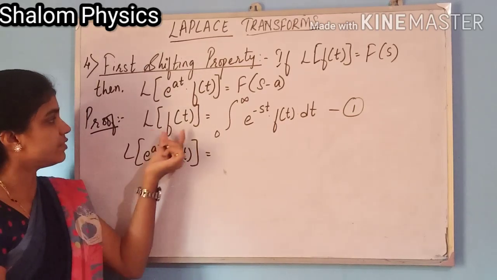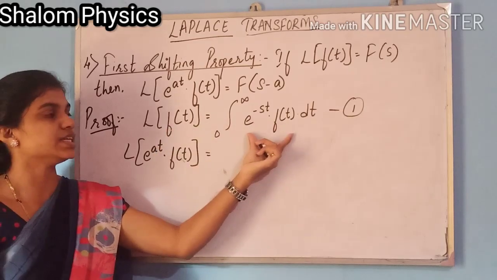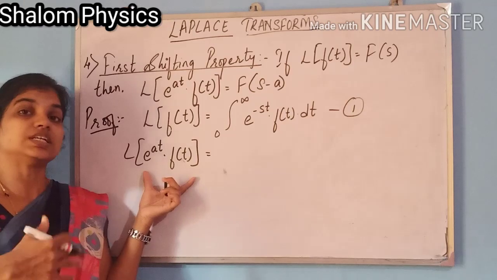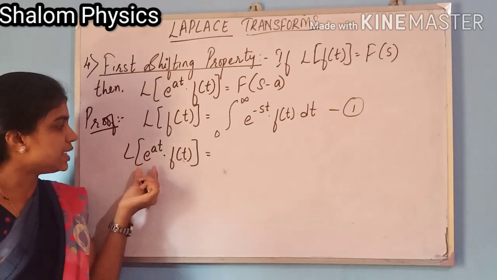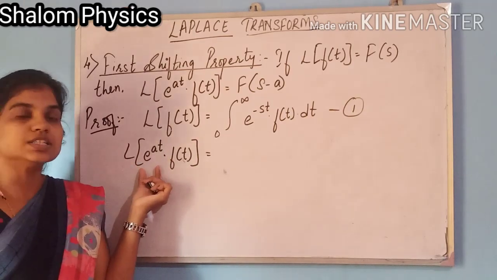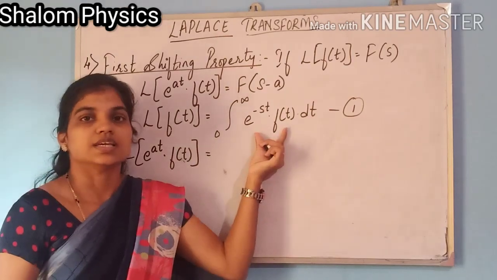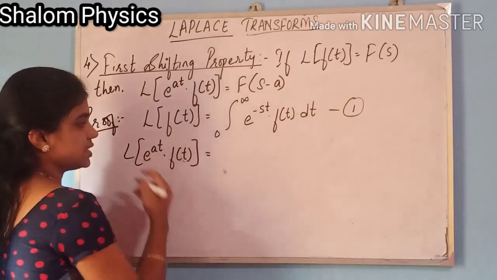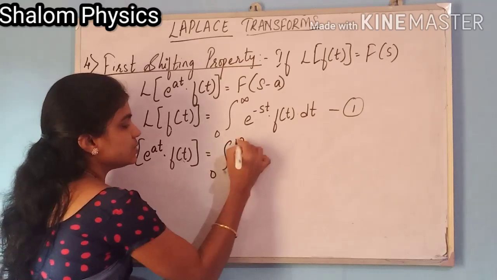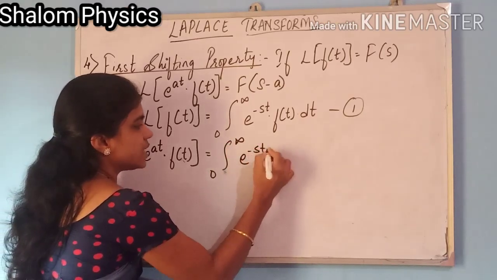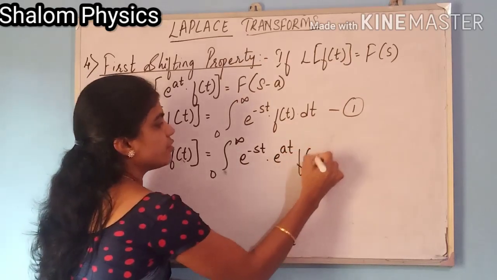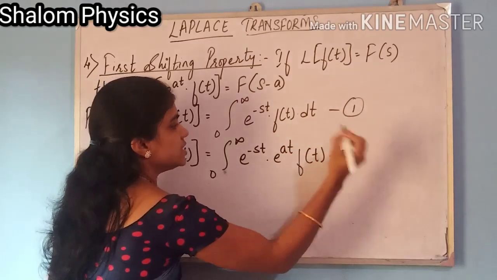So now what do we have to do? When we had f of t, we wrote it as e raised to minus st f of t. Now when we have e raised to at into f of t, we're just multiplying this factor e raised to at in this expression. So let's write 0 to infinity e raised to minus st into e raised to at f of t dt.